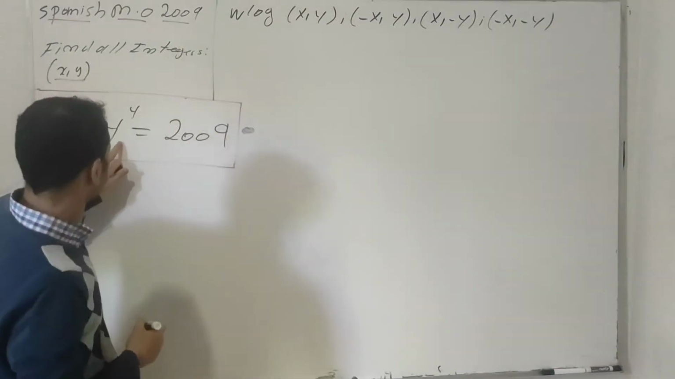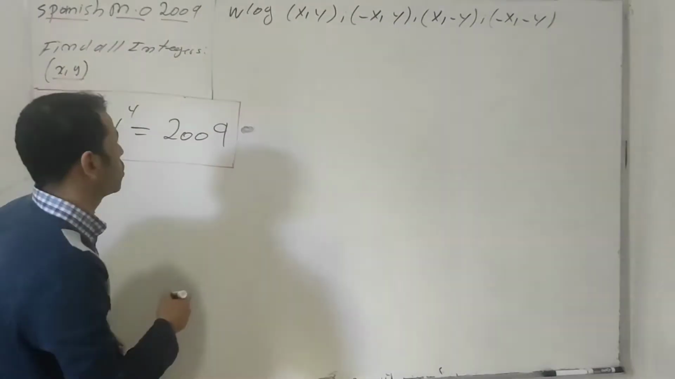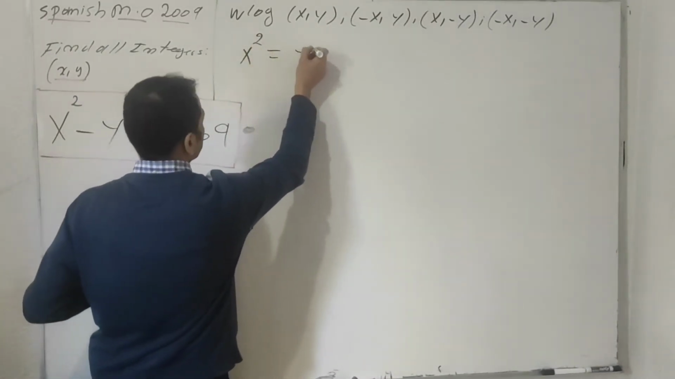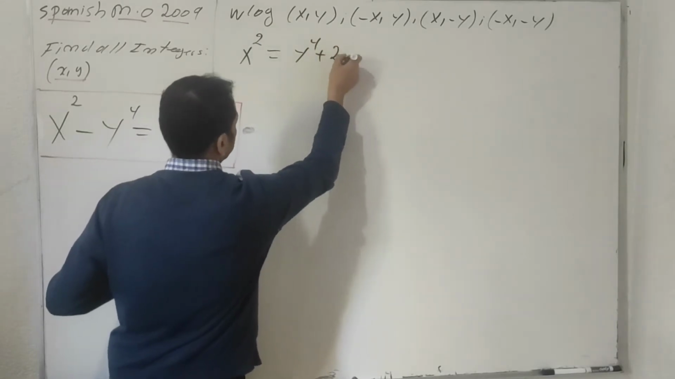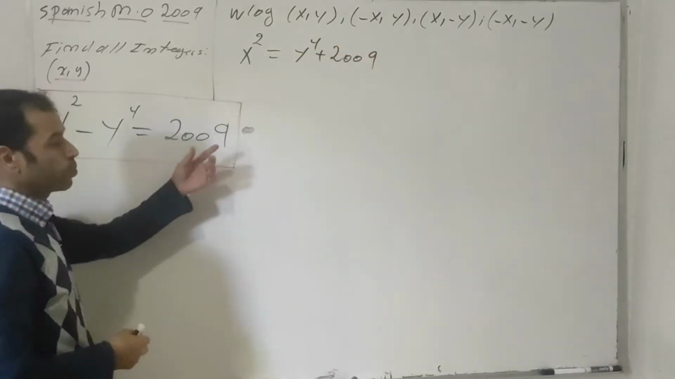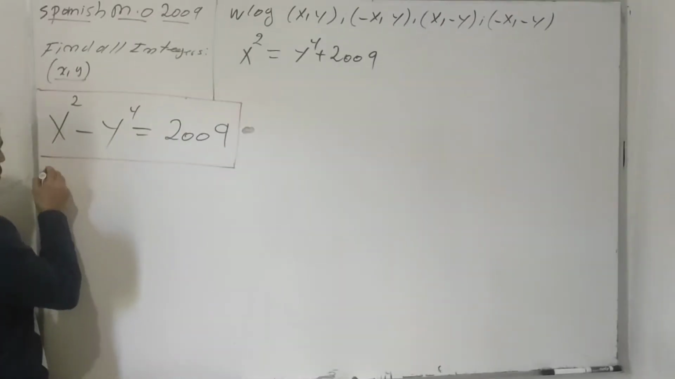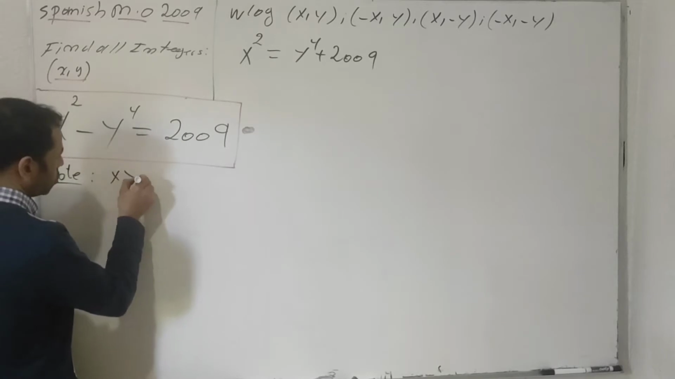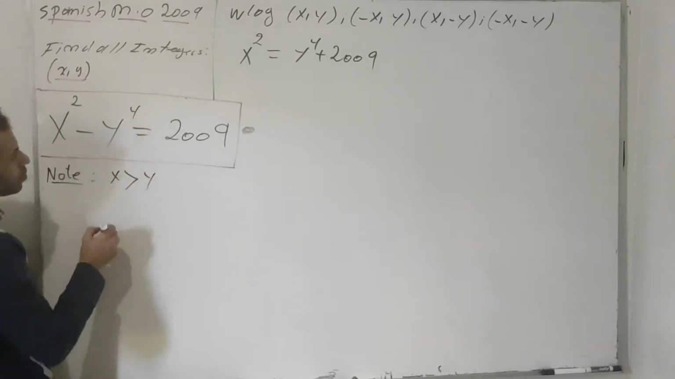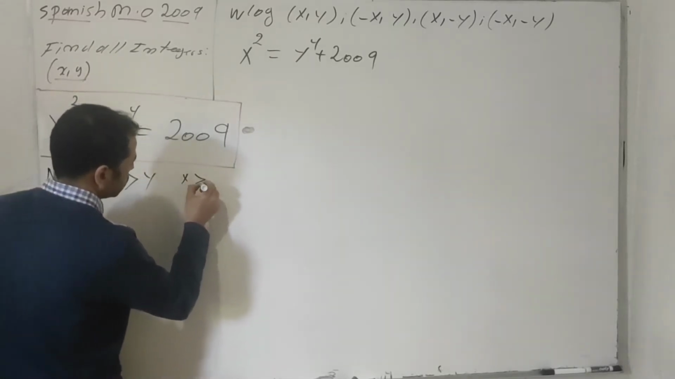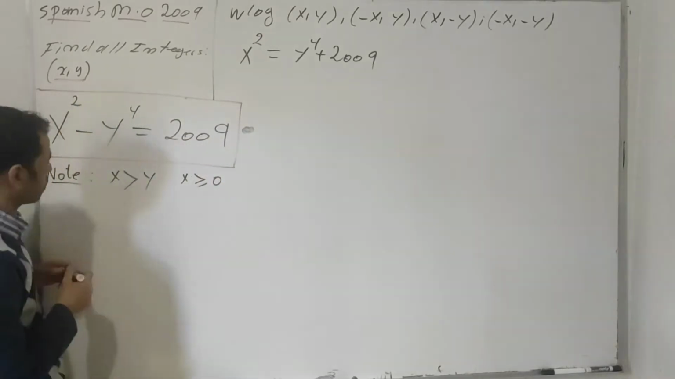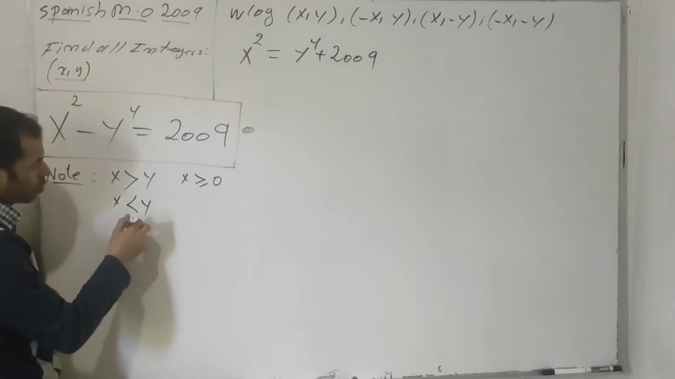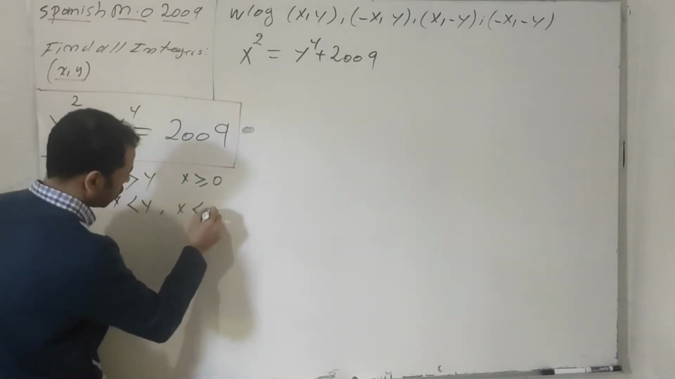I'm going to move this y to the fourth to the right hand side of the equation, so we'll have x squared equals y to the fourth plus 2009. I'm going to put this as a note: x is strictly superior to y if x is positive, and also the absolute value of x is strictly superior to y if x is negative.